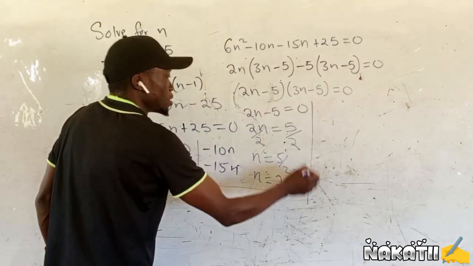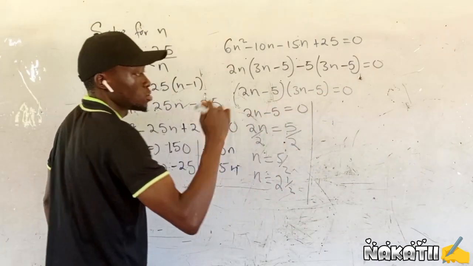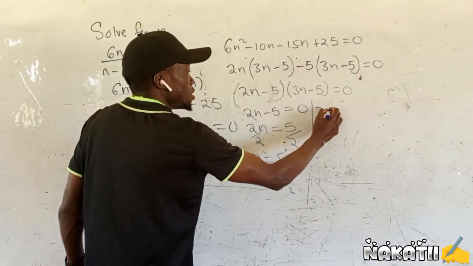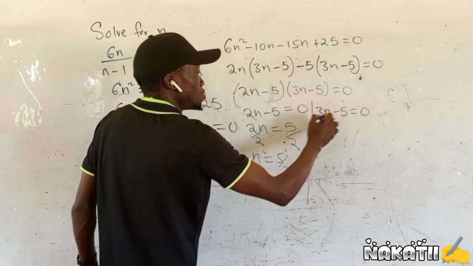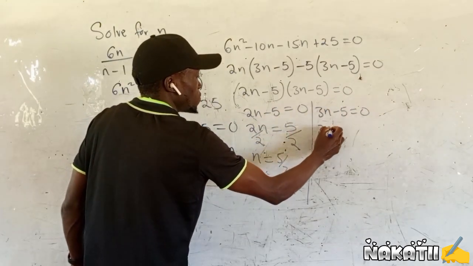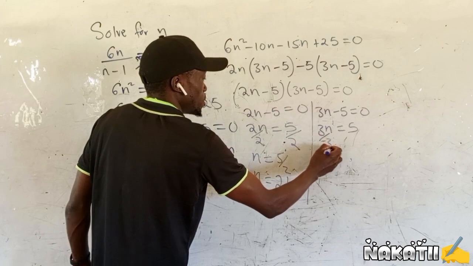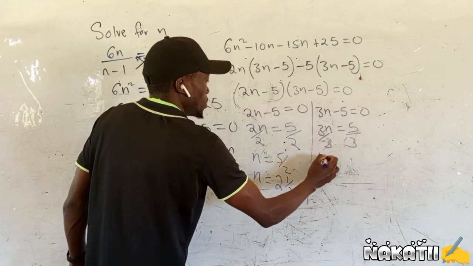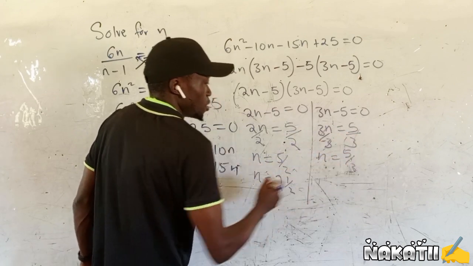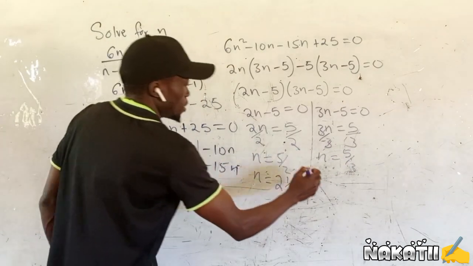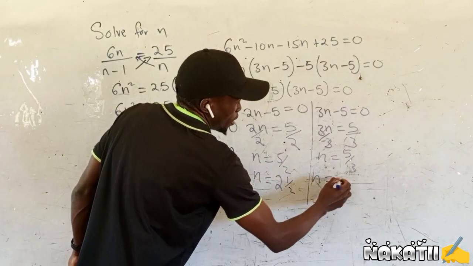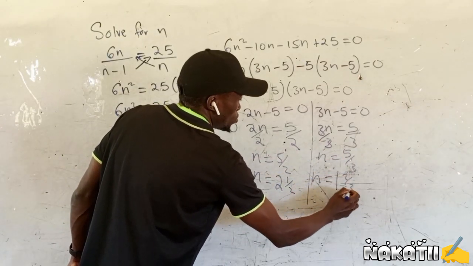Now, the second instance is when this one is equal to 0. This will give us 3n minus 5 is equal to 0. Taking 5 to the other side, you're going to have 3n is equal to 5. You divide by 3 both sides. Our n will be equal to 5 over 3, which can also be written as n is equal to 1 and 2 over 3.